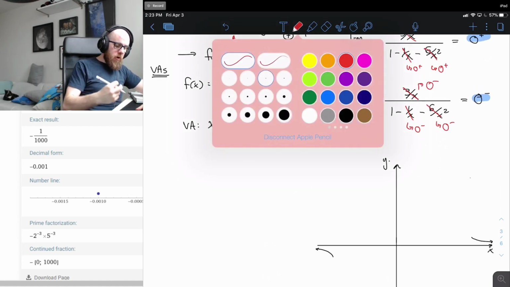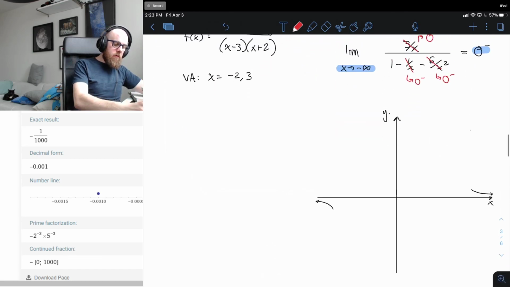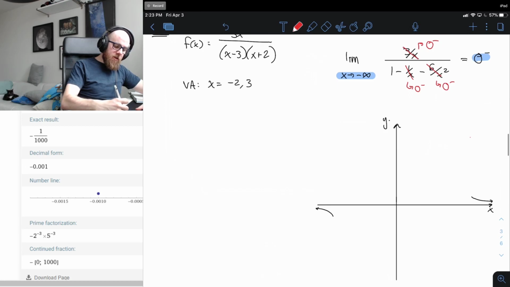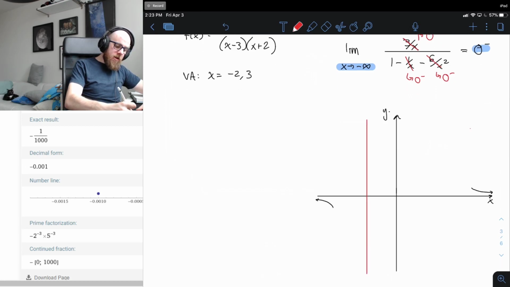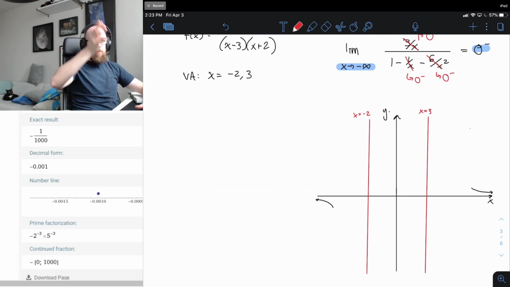One thing I like to do personally, whenever I'm graphing a rational function like this, is I like to pencil in my VAs. I usually use red. So I have a VA at x equals -2, and I have a VA at x equals 3. Okay, and the VAs essentially represent, you cannot cross. We're not passing this line.